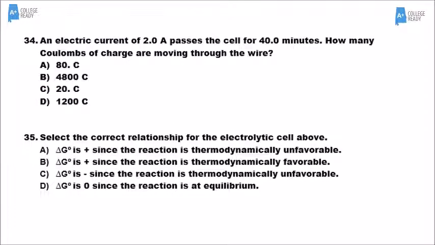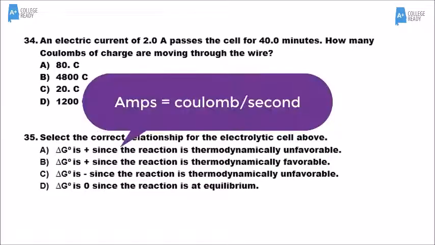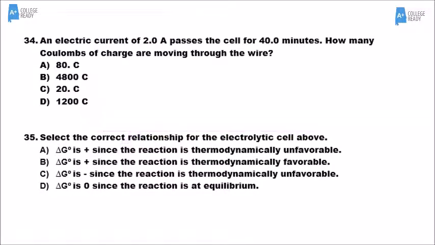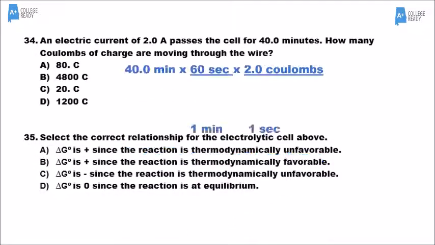For this, we need to know what exactly is 2.0 A. An amp, or A, is a coulomb per second. So since that is coulombs per second, our first job is to change 40 minutes to seconds, and then use the idea of an amp as being equal to a coulomb per second, and then do the math. Realize that this is mental math. There is no calculator allowed here.